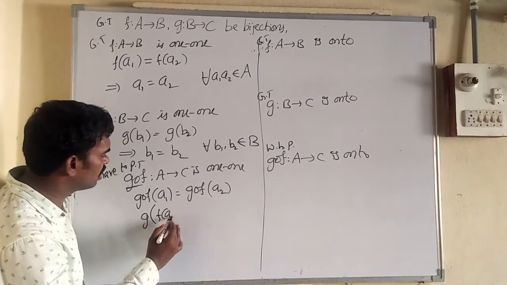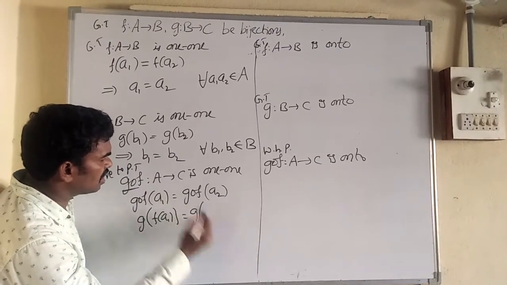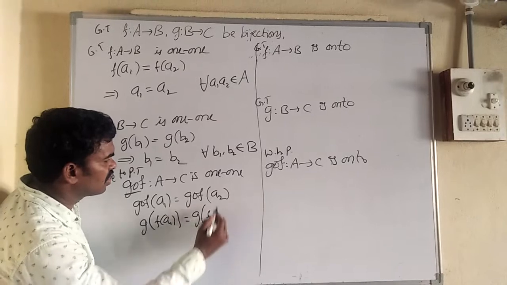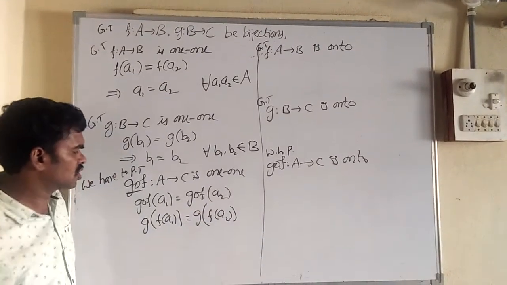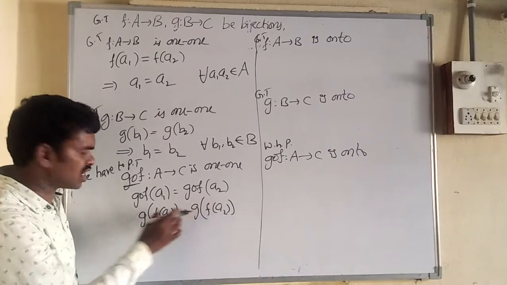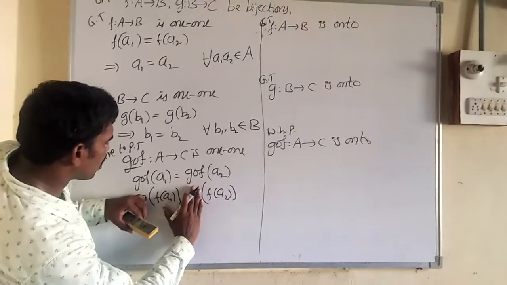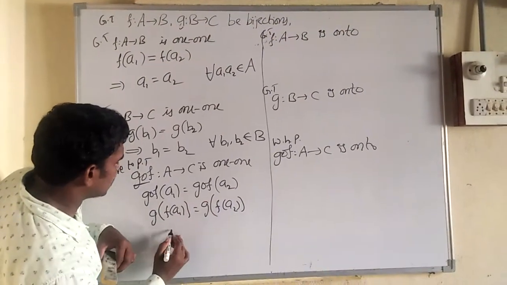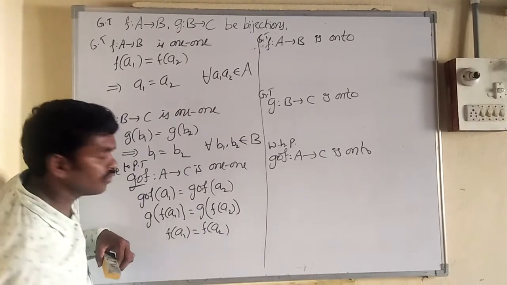So f of A1 is equal to G of, instead of circle I am taking bracket, next f of A2. So here G is 1-1, so that's why G can be removed. After removing G, what is the remaining? F of A1 equal F of A2.